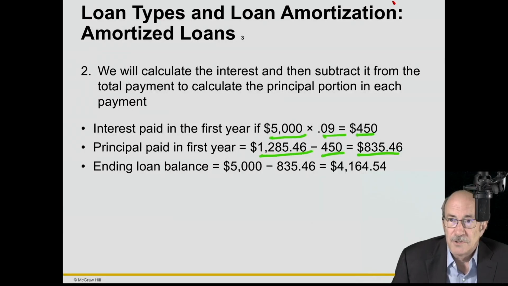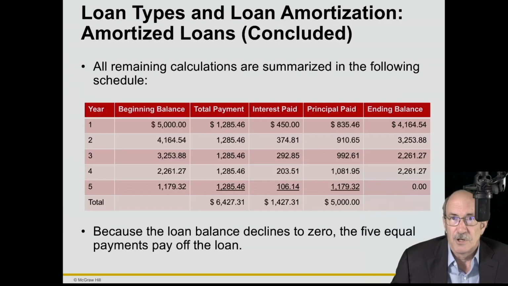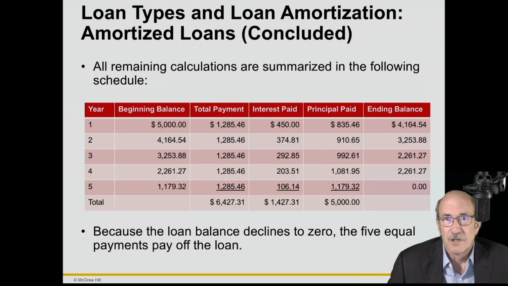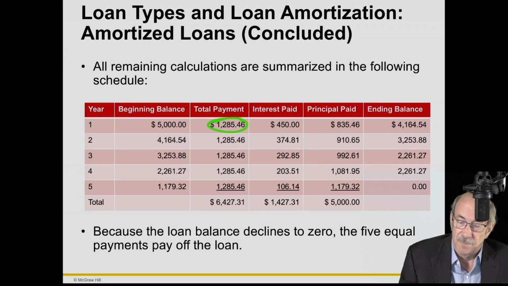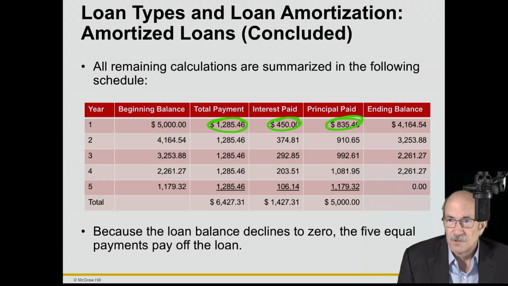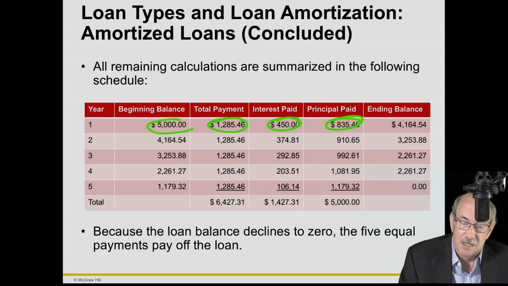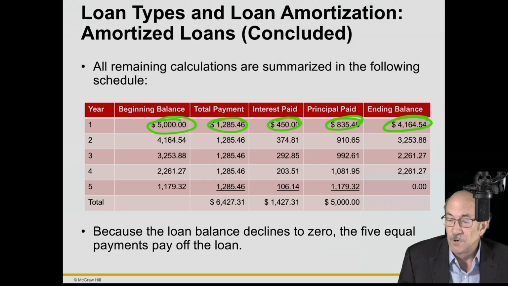So if we go on to the next slide, we have a table that shows all of the balances over the course of the entire 5 years. Here's our first payment. Here is that interest, and then this would be the principal, which is the payment minus the interest. And then we subtract that principal paid from the beginning balance, and that leaves us with $4,164.54. And of course, that becomes our starting balance at the beginning of year 2, and so forth down the line.